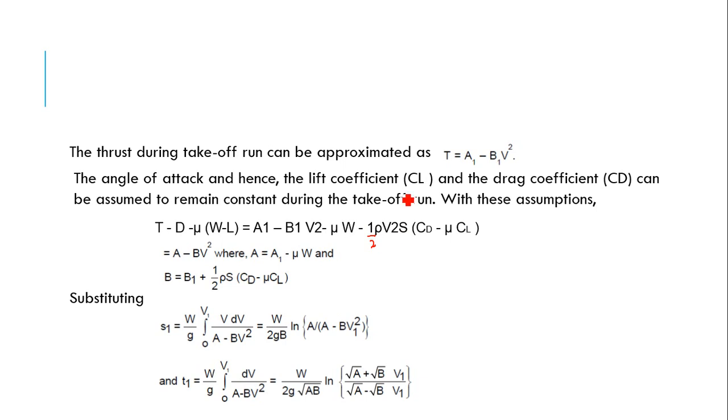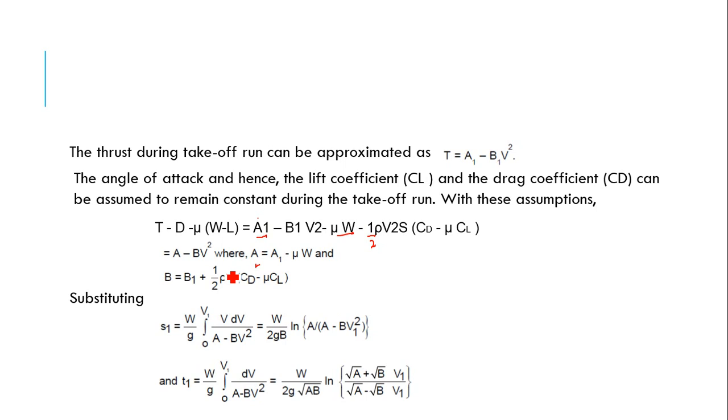There is a term for B, and there are terms for these constants. So I am taking A1 minus mu W as A, and the remaining terms as B. The equation becomes A minus B V square. So B equals B1 plus half rho into S into (CD minus mu CL). This is what we will consider for B.